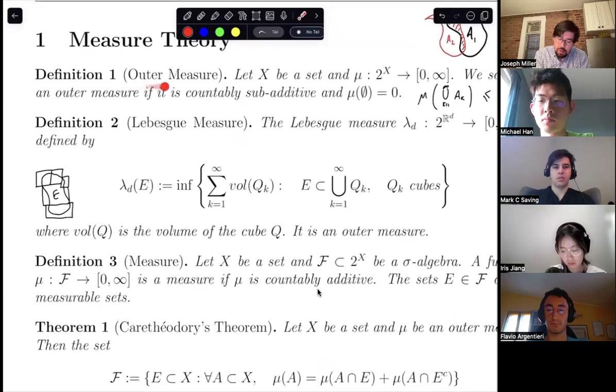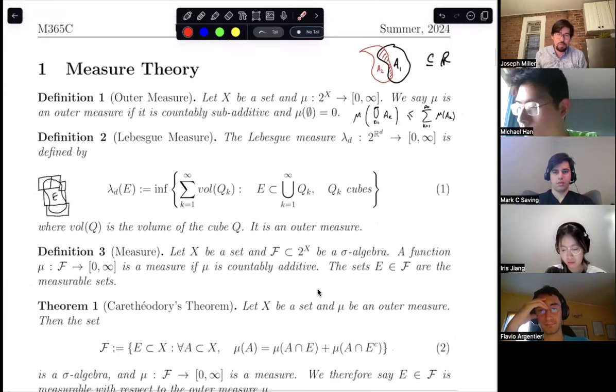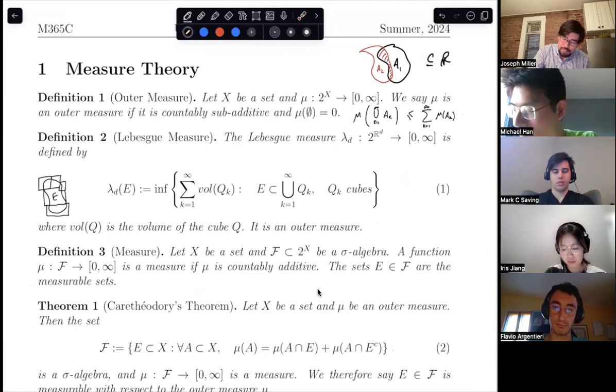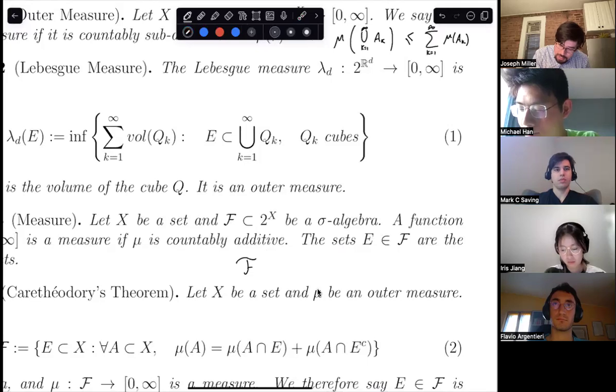There's a distinction between outer measure and measure, made by restricting the domain of your function. Instead of going from the whole power set, measuring every subset of X, I restrict to what's called a sigma algebra of my set. Does everybody know what a sigma algebra is? Okay. Basically it means the following. A sigma algebra satisfies: if I have a countable collection of things.